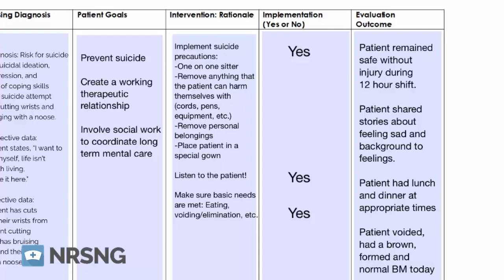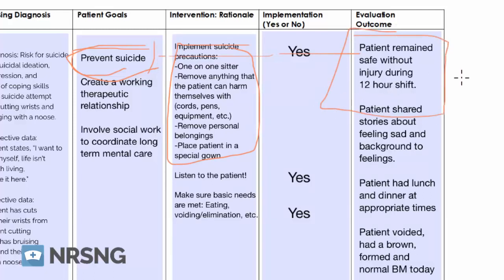Patient voided and had a brown, formed, and normal bowel movement today. So that gives a time frame as well. That basically says, yes, we did do the outcomes, and it gives you a nice, even, you can just go right across the board and write everything and even line it up a little bit. So we're preventing suicide. How are we preventing suicide? Well, our patient goal is to prevent suicide. How are we going to prevent suicide? What are our implementations? Well, it's right across, so it's the next thing. And then over here with our evaluation, our outcome.